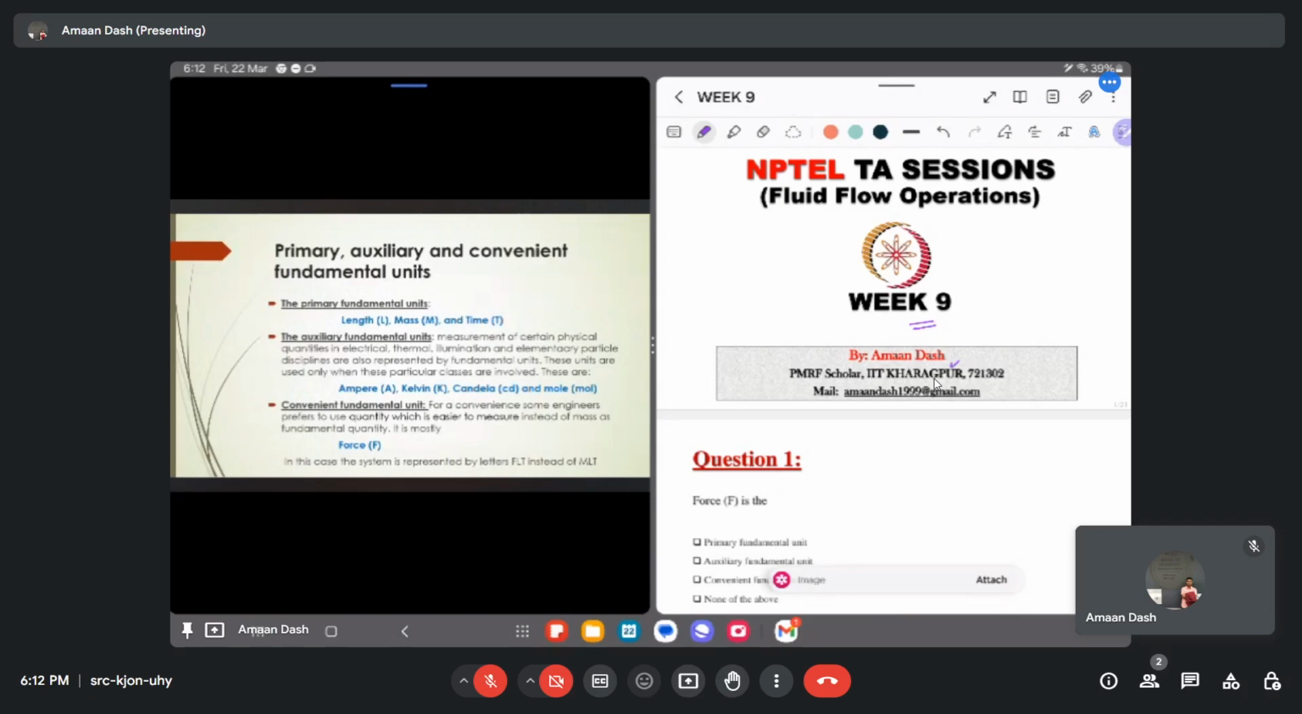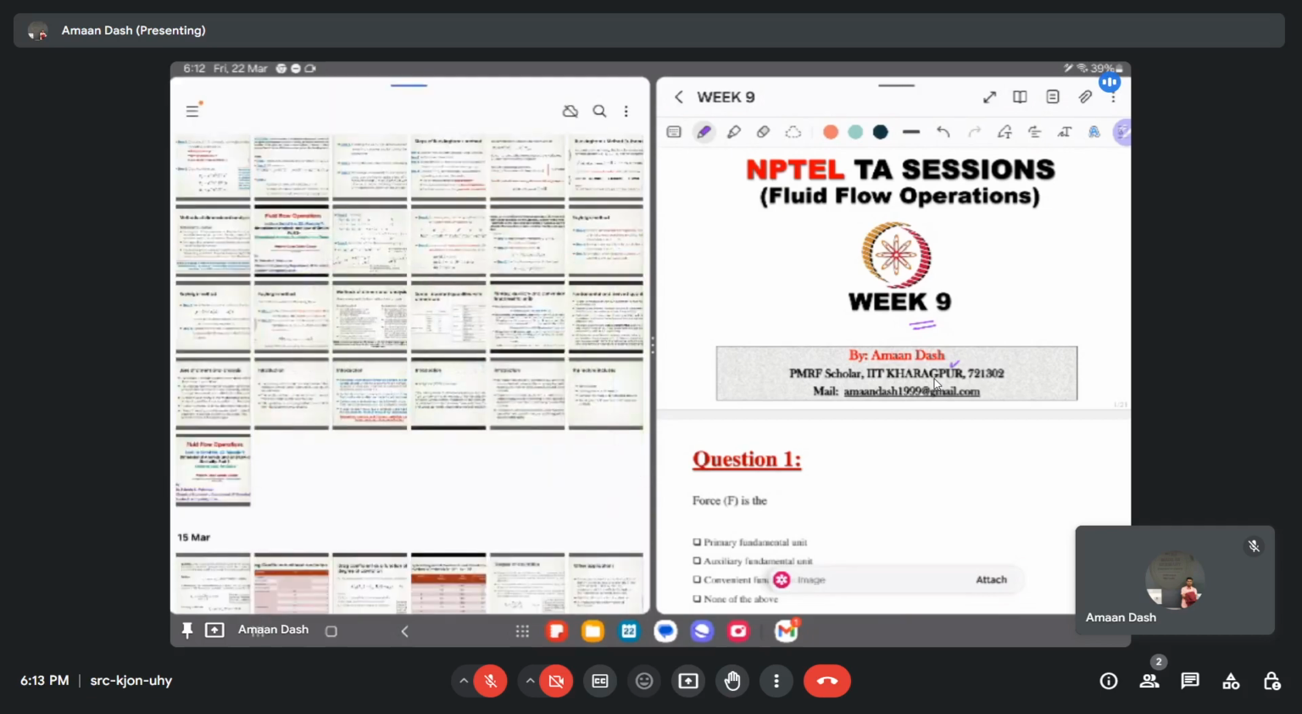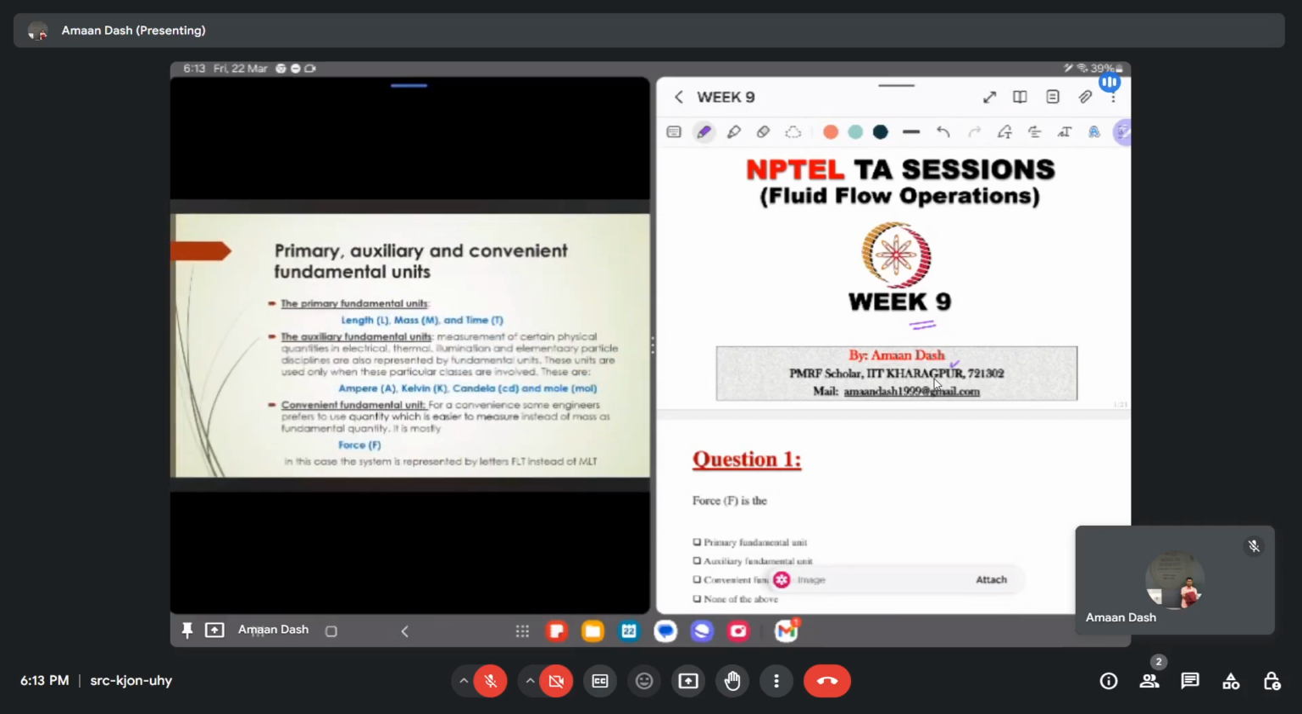So first we have the primary fundamental units, which are length, mass, and time, and then we have auxiliary fundamental units. Say, a measure of certain physical quantities like electrical, thermal, or illumination and elementary particle are all represented by fundamental units also, and these units are used only when particular cases are involved. They will not be coming everywhere, so only when we analyze particular, specific systems, these terms will be coming. So these are called auxiliary fundamental units.